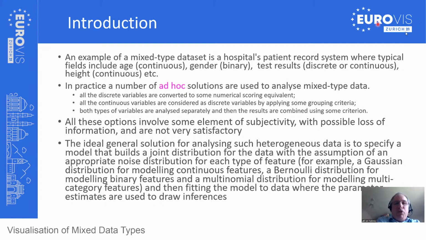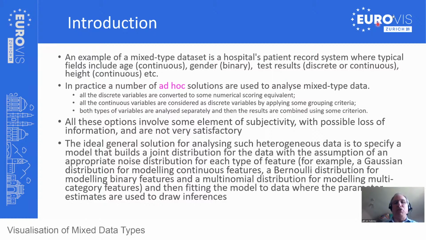A third approach that's used often is that both types of variables are analyzed separately, and then somehow we combine the results using some criterion. Actually, having just had a talk about multi-objective optimization, I guess this is an example of that. But ideally, we wouldn't be doing this. These all involve various degrees of subjectivity with possible loss of information, and they're not very satisfactory because when we're studying individuals, we're not saying, well, we can only analyze this part of the data in one way because that's how it happens to be recorded. That's clearly not a very good way of doing things.